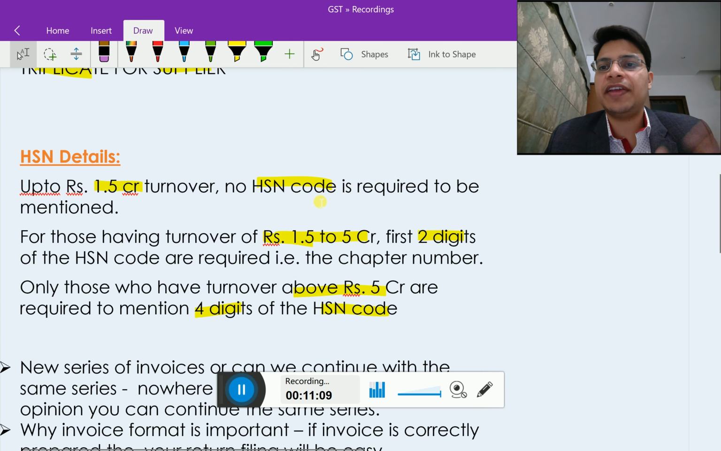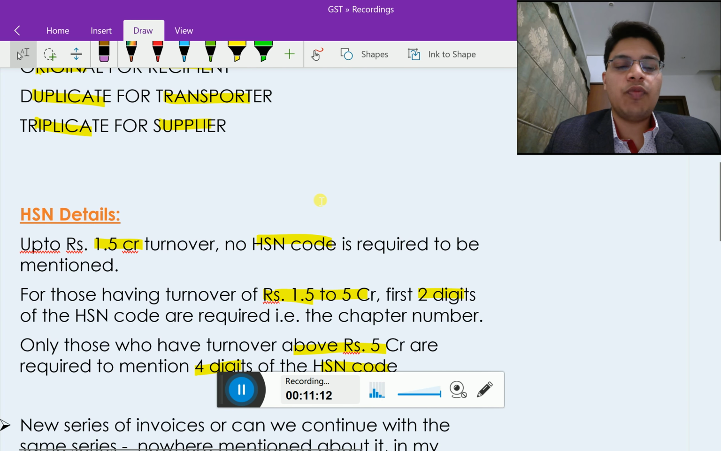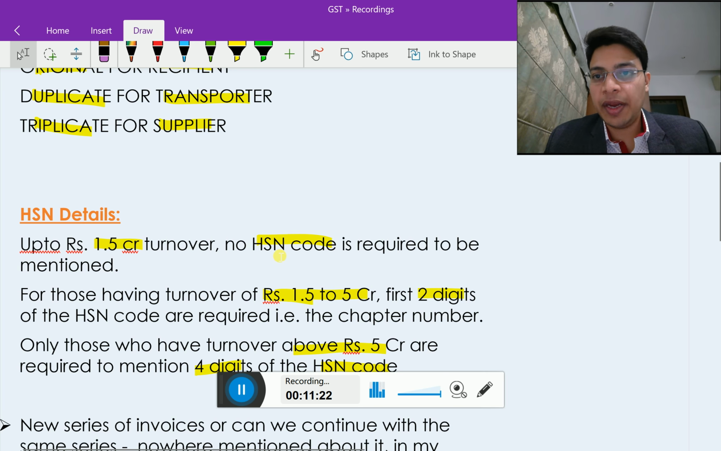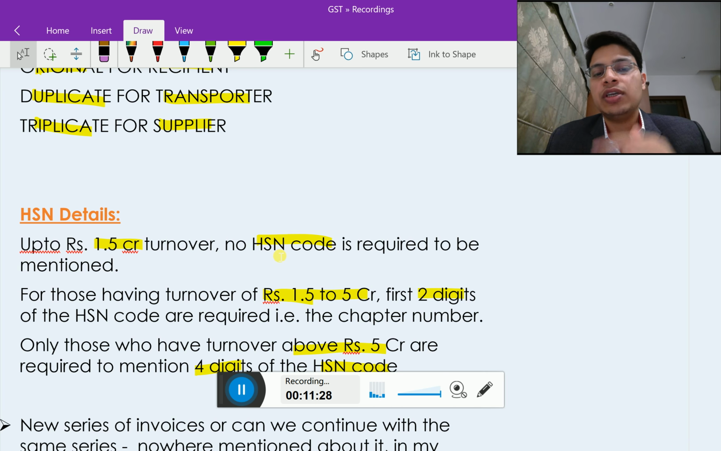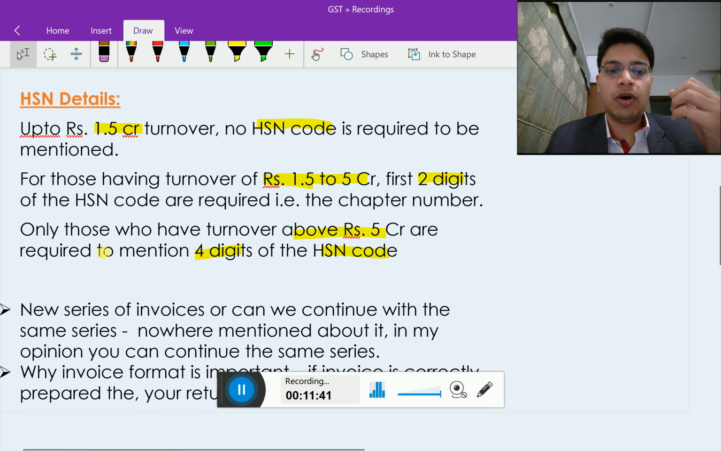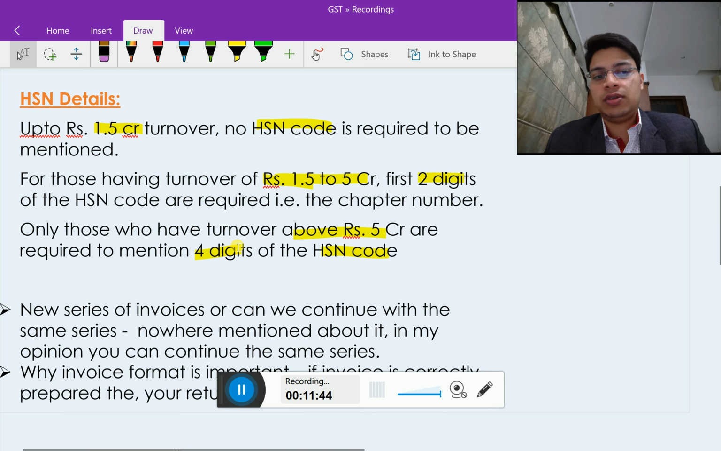Let's go to some specific issues, like when will you have to enter the HSN details. Suppose your turnover is up to 1.5 crore, then the HSN code is not required to be mentioned on the tax invoice. I repeat, if your turnover is up to rupees 1.5 crore, then you need not mention HSN code in the tax invoice. If your turnover is above 1.5 crore but below 5 crores, you need to mention the first 2 digits of the HSN code, that is the chapter number. Only those who have turnover above 5 crores will have to mention the 4 digits of the HSN code.